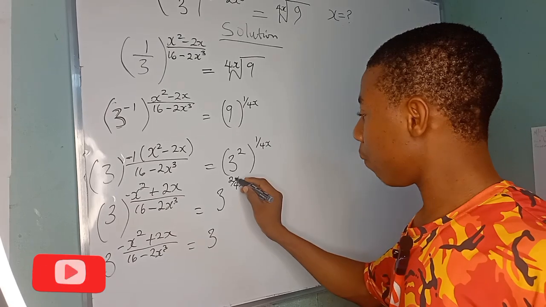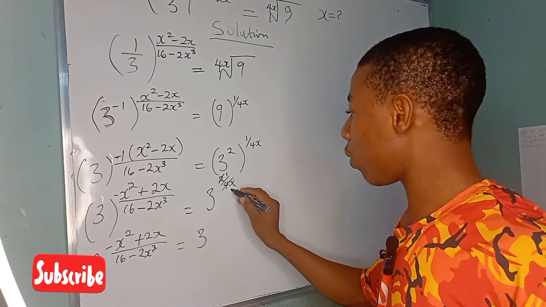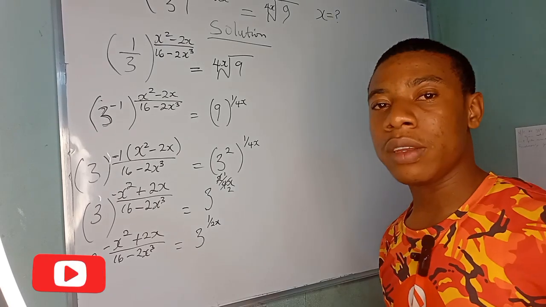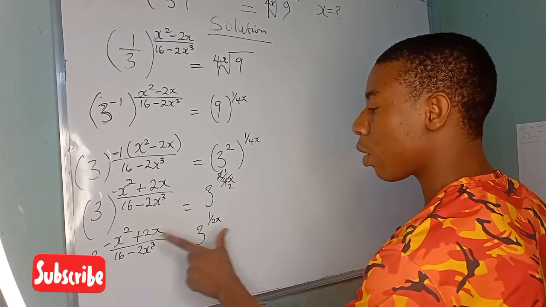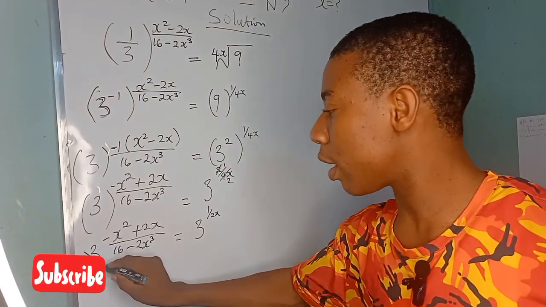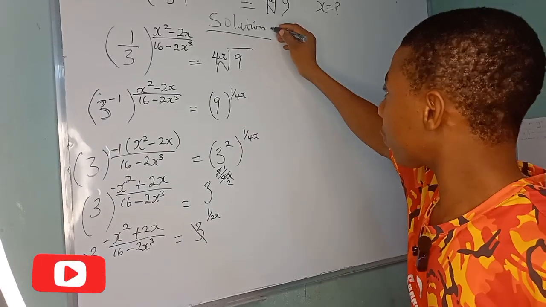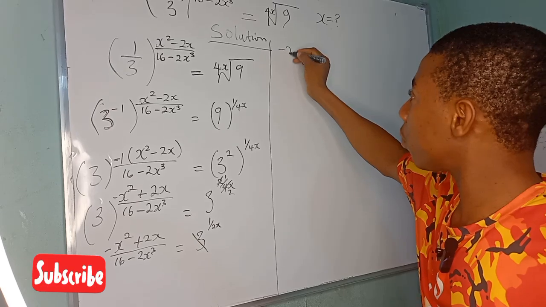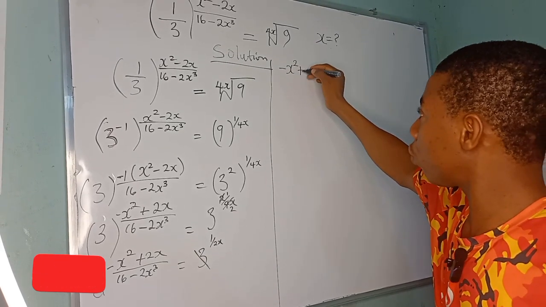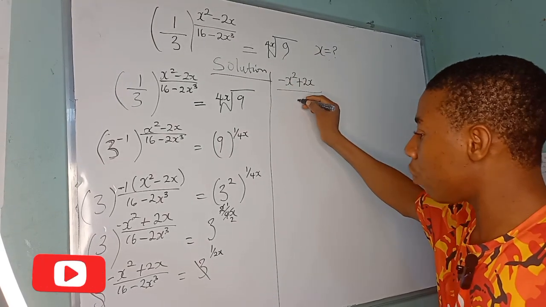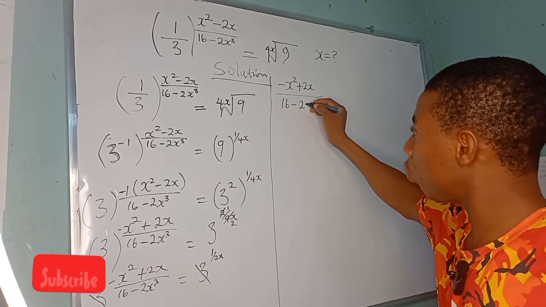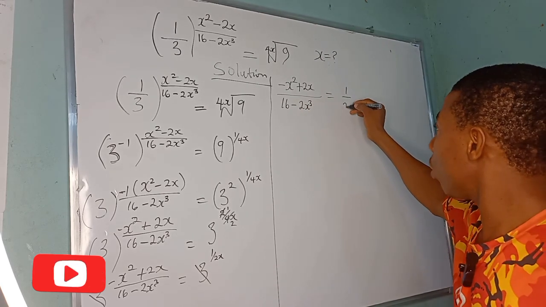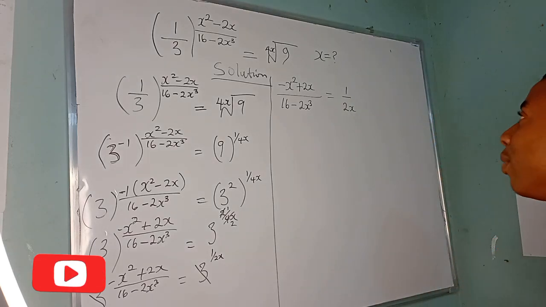Now the 2 cancels itself: 2 going into 4 two times, so we have 1 over 2x. According to the law of indices, if the bases are the same, we equate the powers. So now these bases are the same, I equate the powers. From the powers, we have (minus x squared plus 2x) all over (16 minus 2x cubed) equals 1 over 2x. Wow, this is very interesting.